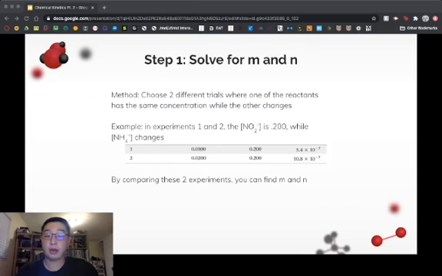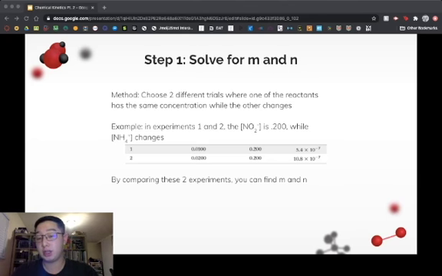So the first step to solving is to solve for M and N. The method here is to choose two different trials from the list you have, where one of the reactants has the same concentration while the other one changes. For example, in experiments 1 and 2, the nitrite concentration is 0.200 moles per liter, while the concentration of ammonium changes. You can see that in the data that I pasted in there. And then by comparing these two experiments, you can find M and N.